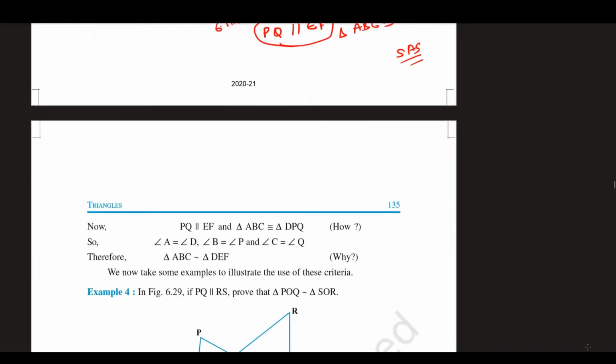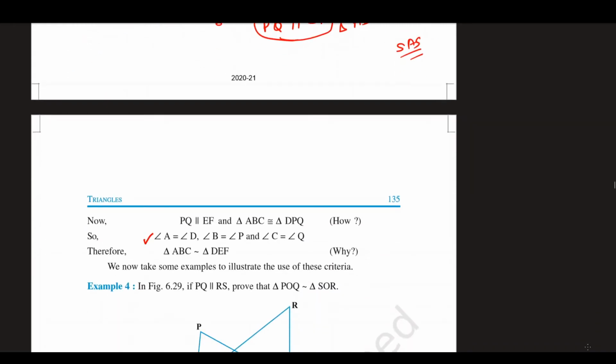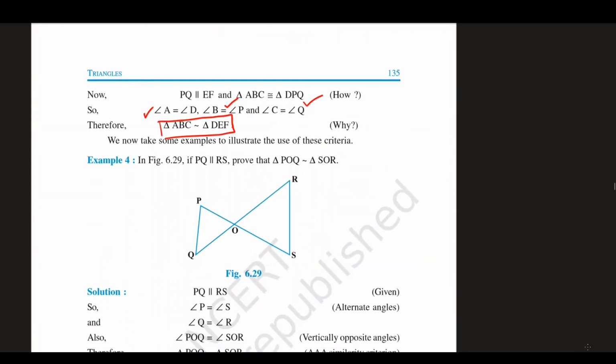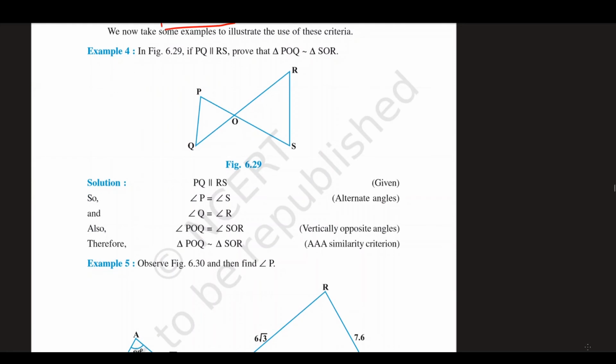Now, so angle A is equal to angle D, angle B is equal to angle P, and angle C is equal to angle Q. Hence we got ABC similar to DEF. Now we will be doing some examples. So this is example number 4.